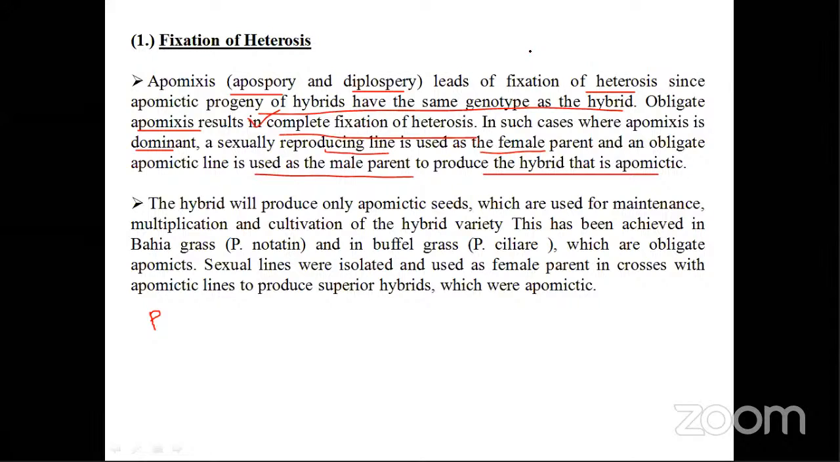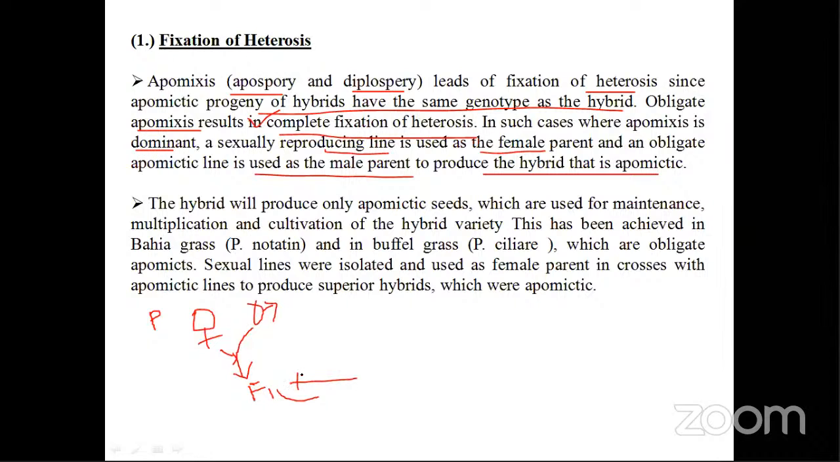Yes, ma'am. Okay, so what will happen here is that the female parent will be the sexually reproducing one, so there will be no difficulty with production of seeds. Only the apomixis trait is transferred from the male parent into the progeny. So the F1 seeds formed are normal, but they carry apomixis, meaning when you sow the F1 hybrid seeds in the field, they will give rise to apomictic progeny. Seeds will be formed, but they are apomictic in nature.